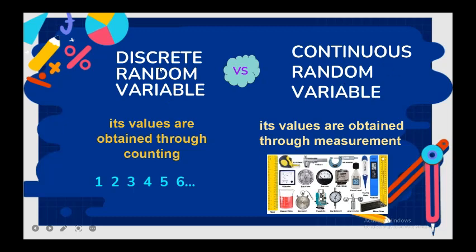When we talk about the discrete random variable, its values are obtained through counting. For example, 1, 2, 3, 4, 5, and 6. Those are discrete random variables. You can count them, so the values are obtained through counting. And for the continuous random variable, its values are obtained through measurement. So we are using instruments, measuring tools, to get its values.